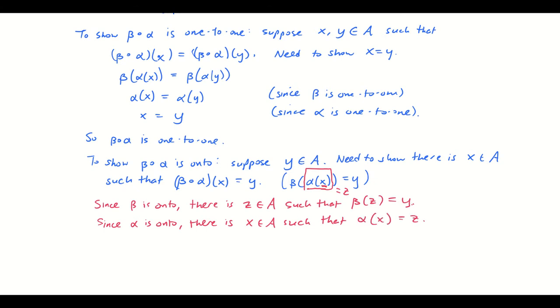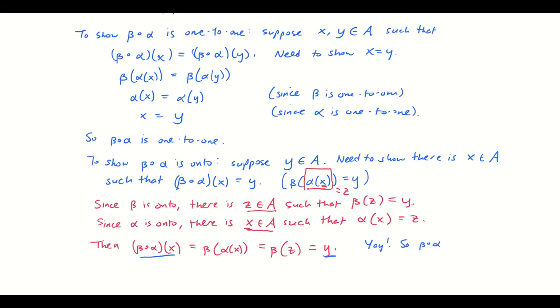So once I have those in place, I've defined z in A, I've defined x in A, and x is the thing I needed to define. So then I have beta compose alpha of x equals beta of alpha of x, which is beta of z, because that's how I defined x, and then I defined z so that beta of z would equal y. So now I have an x such that beta of alpha of x equals y. Yay.